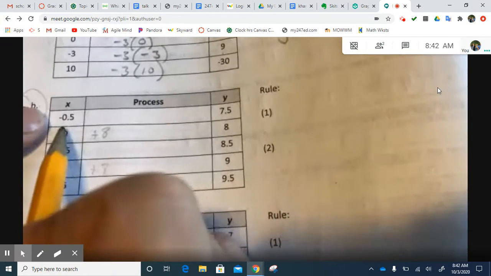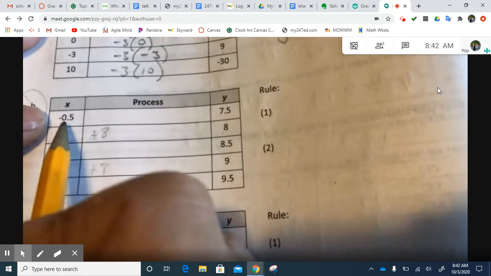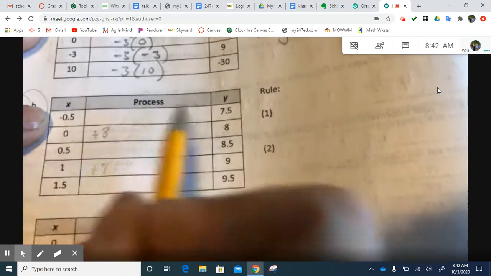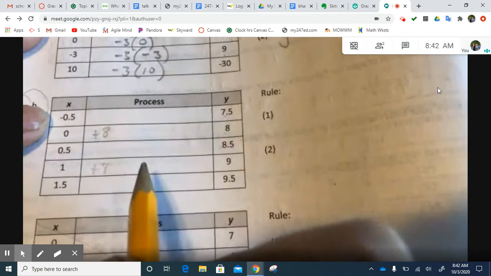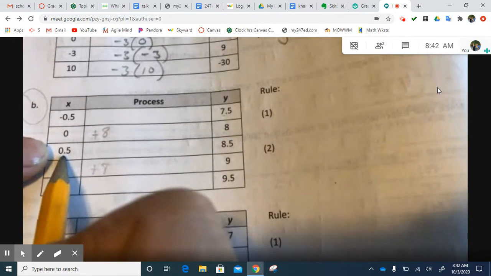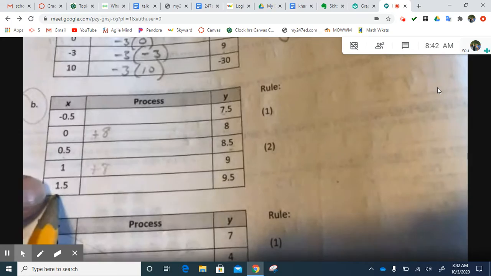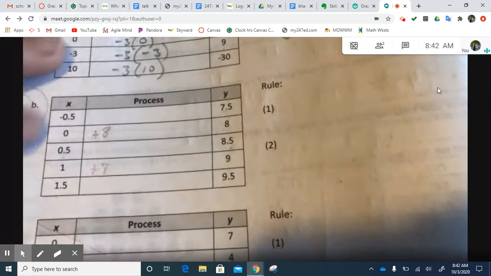All right, let's go up here to -0.5. So we're right below 0. And if we add 8, yep, that'll get us up to 7.5. And 8 plus 0.5 is going to be 8.5. 1.5 plus 8 will give us 9.5. So I think we found our rule.